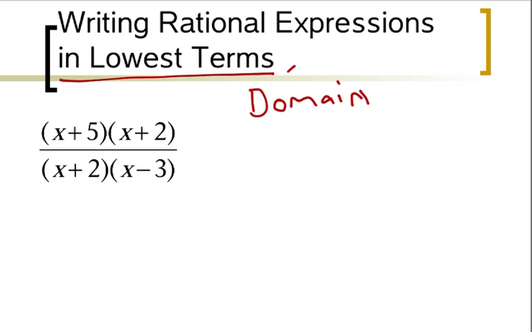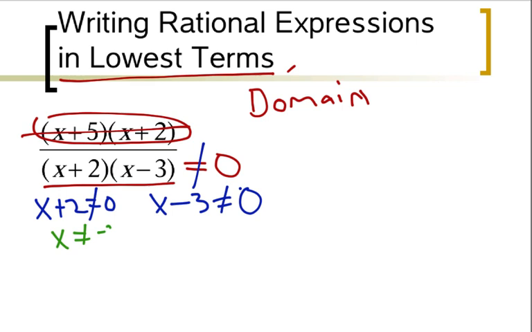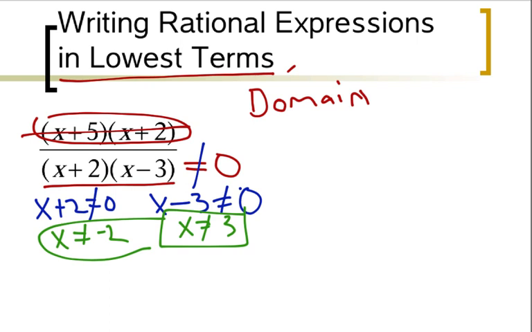Because there are variables on the bottom this time, I ignore the top. I don't care about the top at all. I just set the bottom equal to 0, and we learned from our last lesson how to solve these. I set each factor equal to 0 using the zero product property. So x plus 2 can't equal 0, and x minus 3 cannot equal 0. Solving each, x cannot be negative 2, and x cannot be 3. So that is our domain: all real numbers except that x can't be negative 2, and x can't be 3.